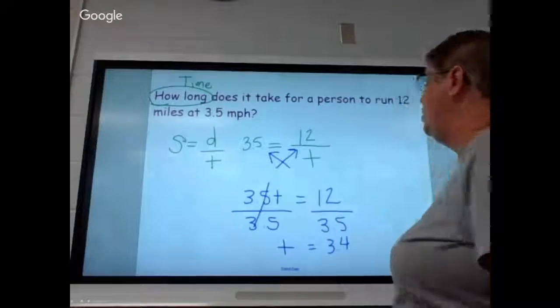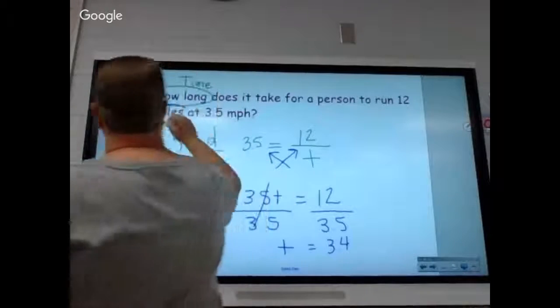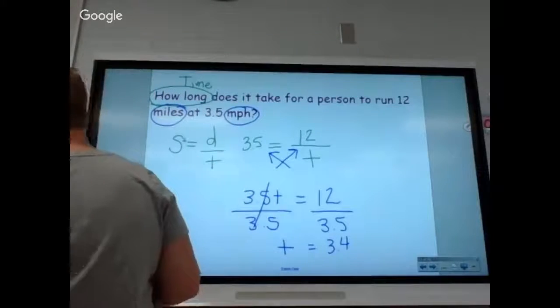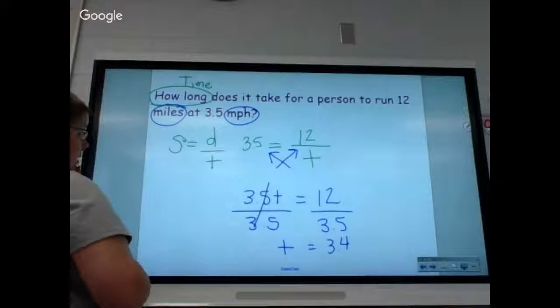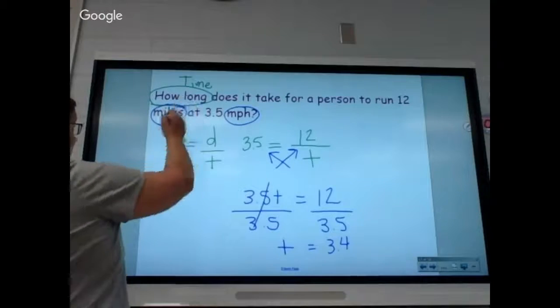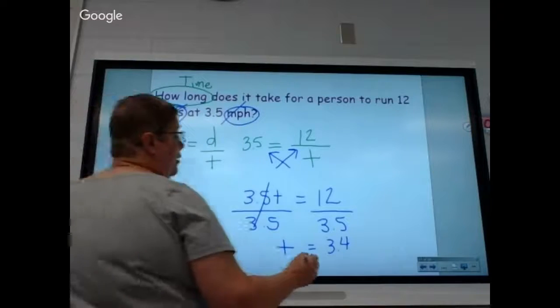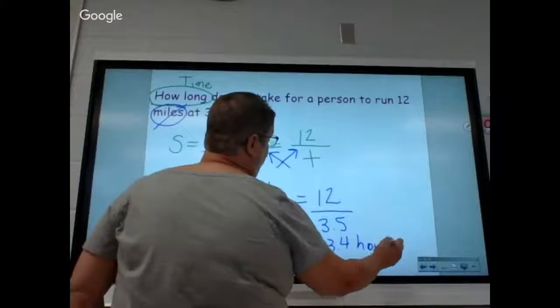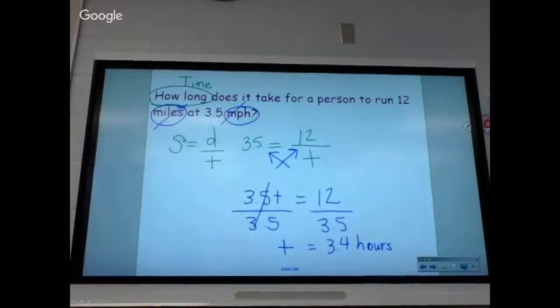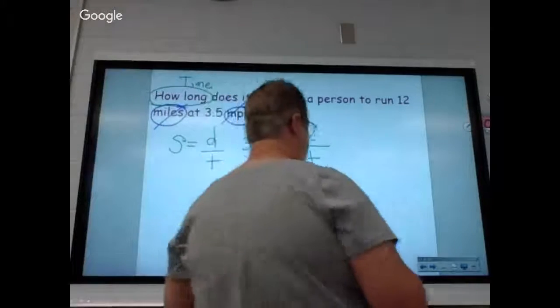All right, now look at your units up here. You got miles and you got miles per hour. What's going to happen? What's going to cancel out? The miles. So you're going to be left with what? Time will be what? Hours. You can write HR, you can write it out. Either one is fine. Everybody with me?